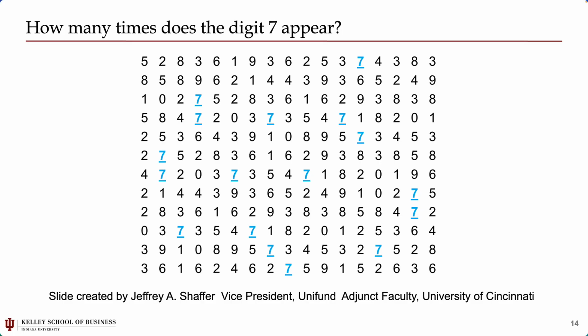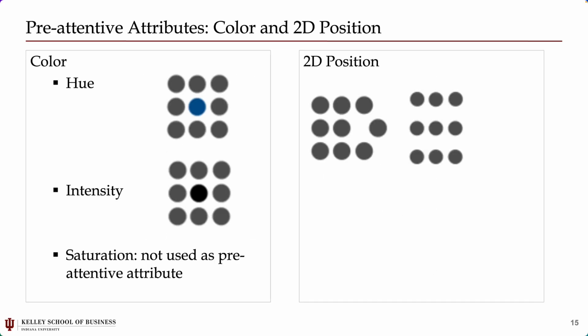And those larger 7s pop out from the background of smaller numbers. And this is also the power that you want to harness. When you use pre-attentive attributes effectively, the important information doesn't need to be found. It pops out. So let's catalog the pre-attentive attributes you can use.